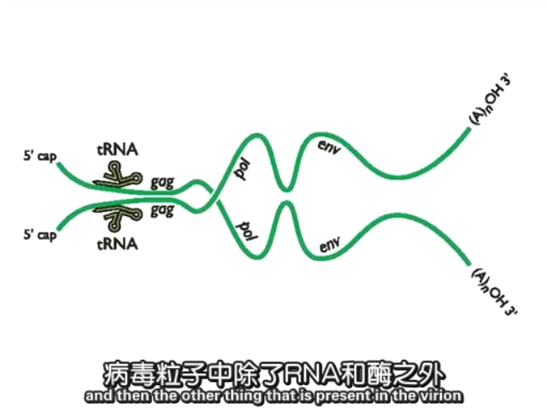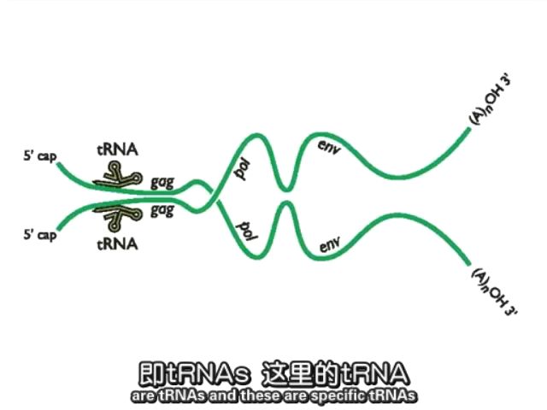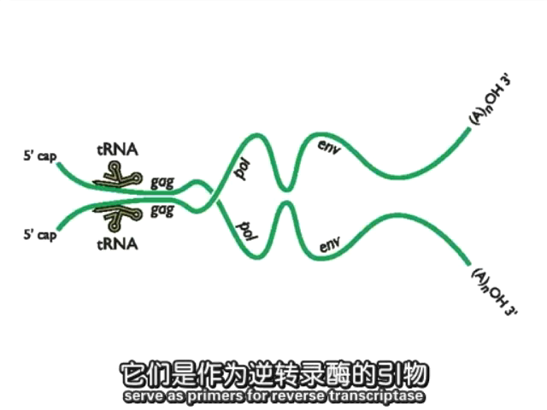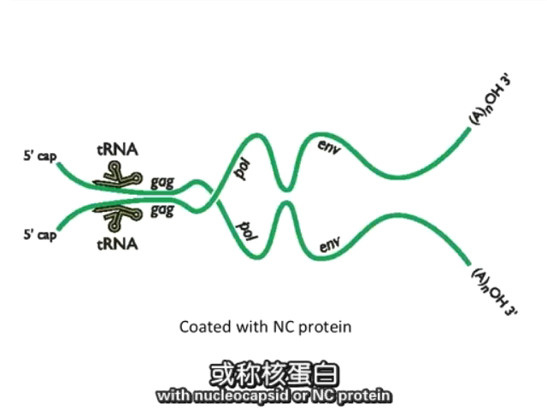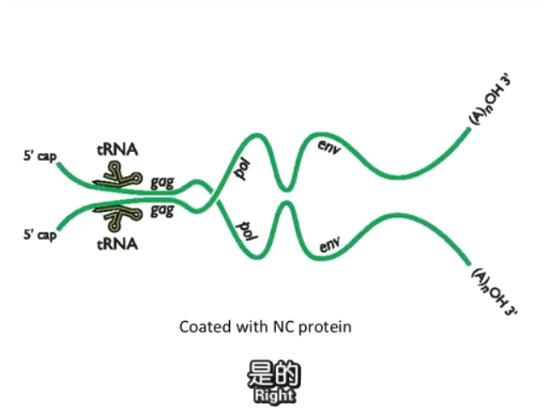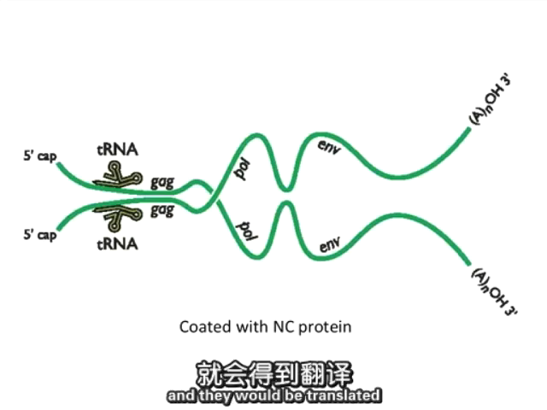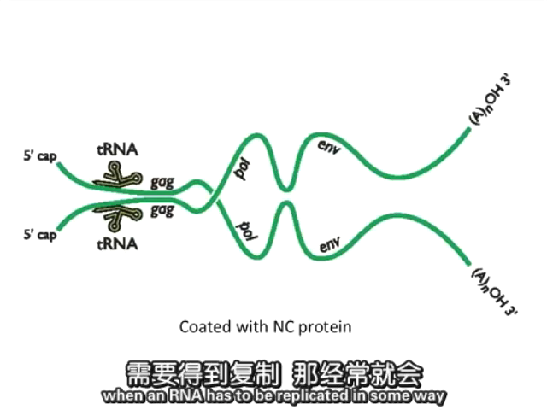And then the other thing that's present in the virion, besides the RNA and the enzymes, are tRNAs. And these are specific tRNAs depending on the virus, which serve as primers for reverse transcriptase, which we'll see. And the other thing, of course, is that this RNA is coated with nucleocapsid or NC protein. And this is unusual for a plus-stranded RNA virus, right? Because most of them would get in the cell and they would be translated, so they don't need to have NC. NC usually coats an RNA when that RNA has to be replicated in some way when it gets in the cell.